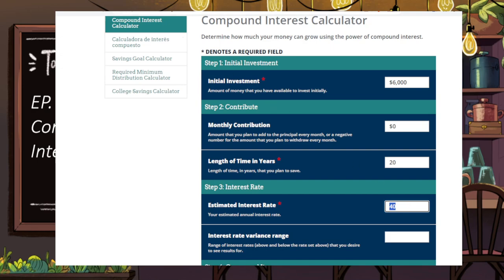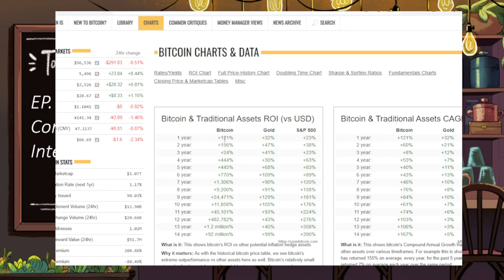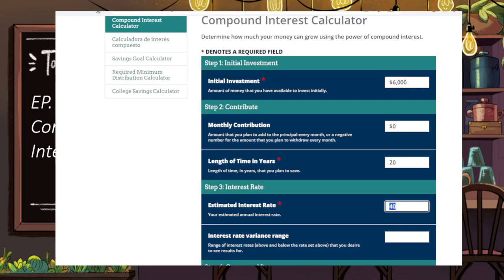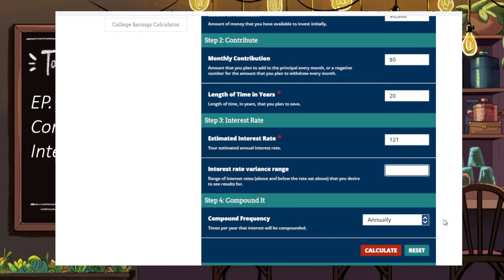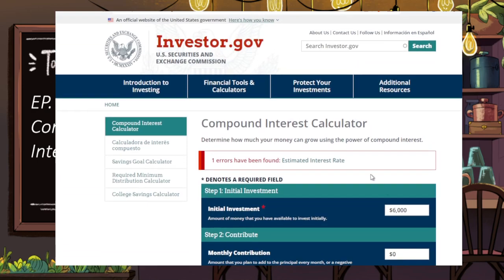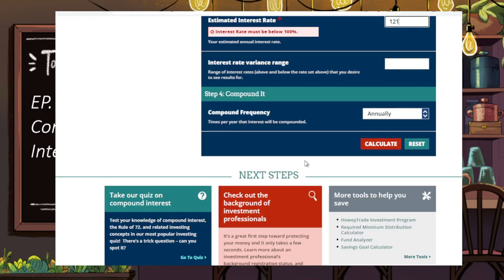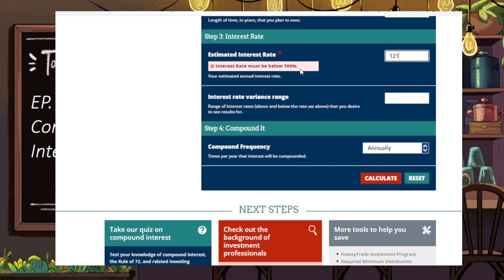right? I mean, what's funny too is like if you look at here, 1 year Bitcoin return 121. I mean, sorry, right here, CAGR 121. Coming back to this, it won't even let you do that on the calculator. If I try to do 121, calculate, yeah, see, error, estimated interest rate. It must be below 100%.